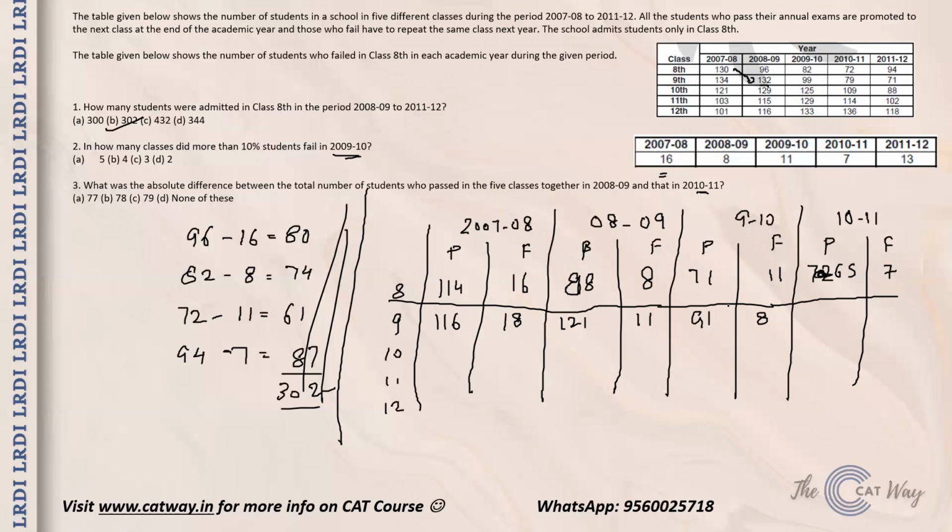And similarly for 10-11, 72 students are there, out of which 65 have passed. So if 65 students have passed, they go into the 2011-12 batch of 71 students. That means 6 students extra are there, so those 6 students failed over here, and that means only 73 students passed over here. Now for class 10th, one data I will fill and the rest I will fill directly after that.